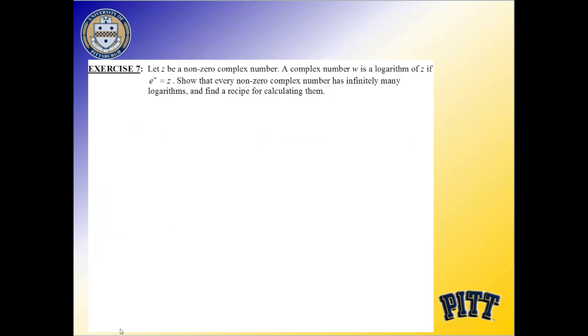Exercise 7 here. Let z be a non-zero complex number. A complex number w is a logarithm of z if e to the w equals z. So based off of this premise, show that every non-zero complex number has infinitely many logarithms, and find a recipe, same thing as a rule or formula, for calculating them.